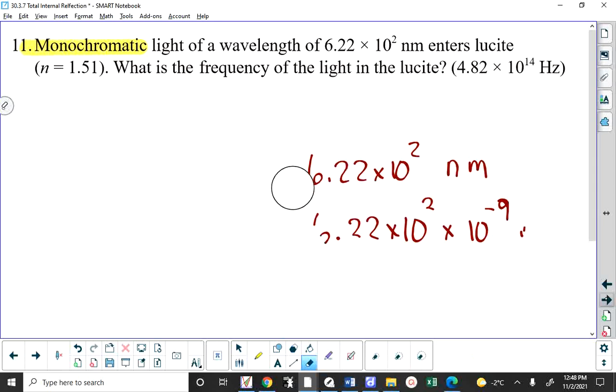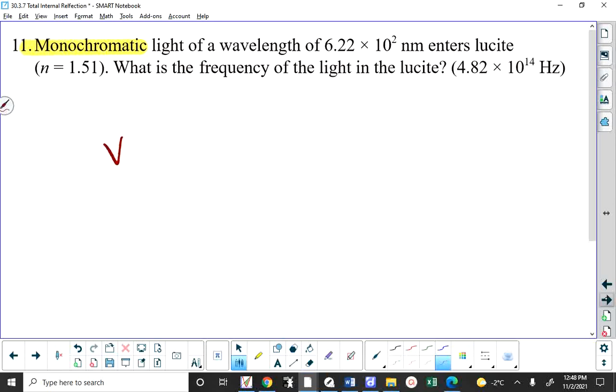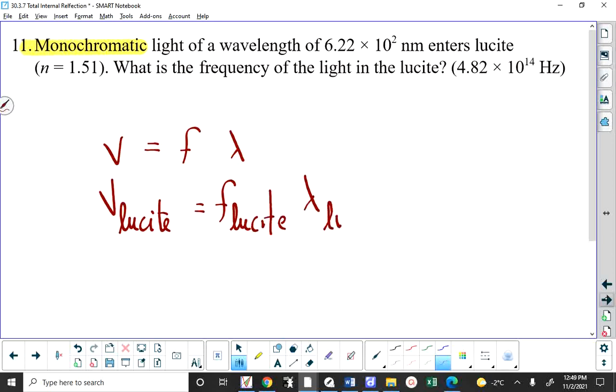So I'm going to go through some calculations here. And what I'm going to be doing is using the universal wave equation and saying that the speed of light in the lucite would have to be equal to the frequency of the light in the lucite multiplied by the wavelength of the light in the lucite. I want to really make sure you understand that you can't take the universal wave equation and apply it to light if you're going to put the speed of the light in one medium and the wavelength in a different medium. We've got to be consistent.